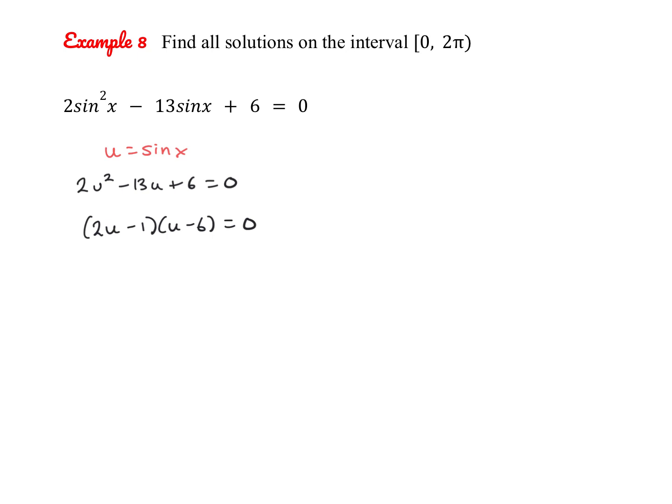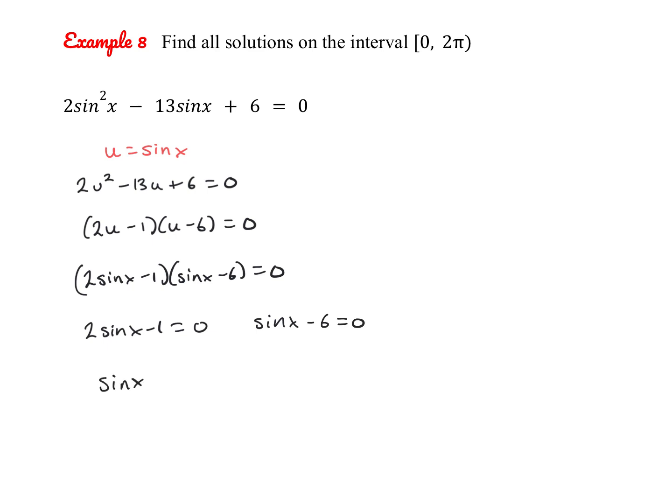And then from here, we can substitute back in. So here we have 2 times the sine of x minus 1, and then sine of x minus 6 equals 0. And then we can solve this using the zero product property. So we'll set each factor equal to 0, and then we can finish solving.